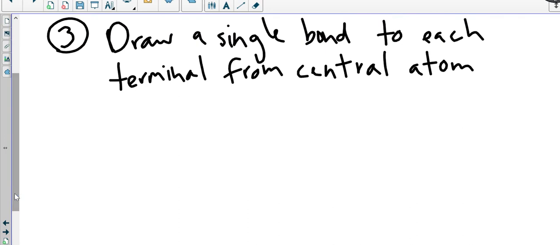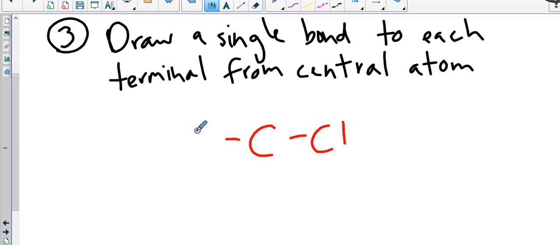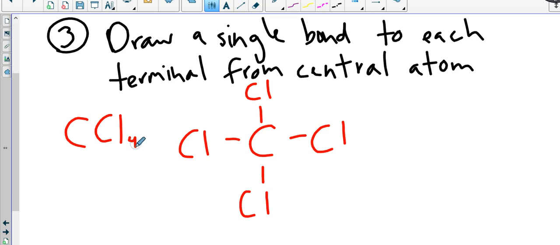So in this situation, it was CCl4, and so I'm just going to go like this. You can see how this is a very difficult step. How do you know which one's the central atom of this ring? That's such a good question. It's the first one. It's always going to be the first one.